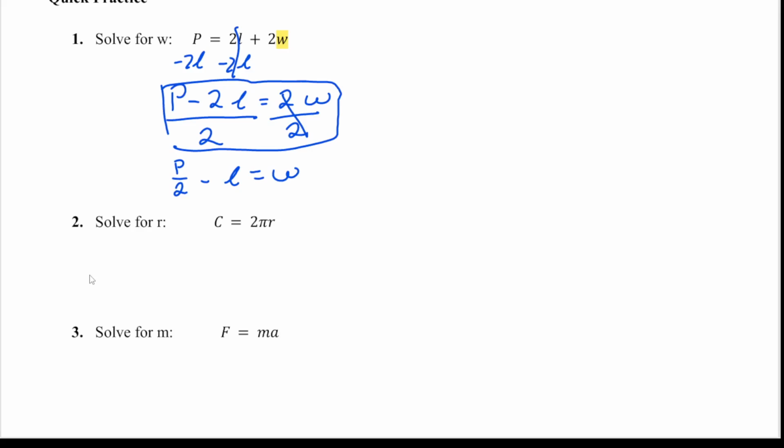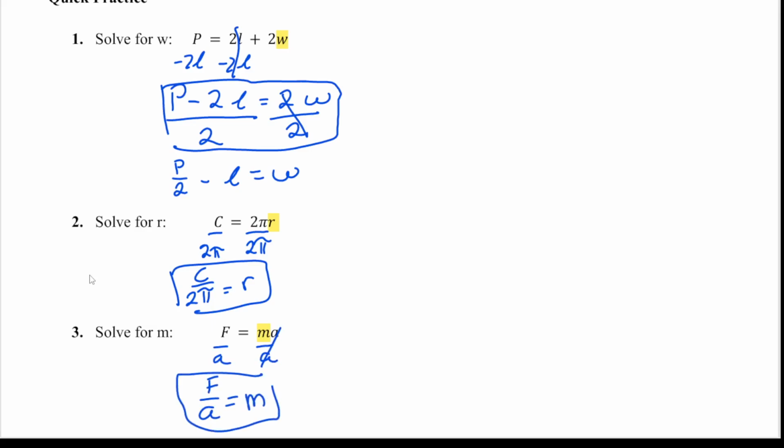So the next two are basically the same steps. In this first one, I want to solve for r, and in the second one, I want to solve for m. So I'm going to highlight what I want to solve. So I'm going to divide both sides, in this case, by 2 pi. This is actually the equation for circumference, by the way, of a circle. And I'm left with radius is equal to c over 2 pi, and that would just be my final answer. Similarly, for f equals ma, I want to get m by itself. It's currently being multiplied by a, so I'm going to divide both sides by a, and I get f over a is equal to m.